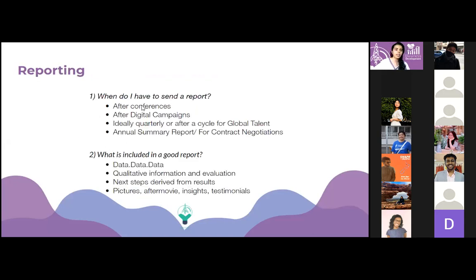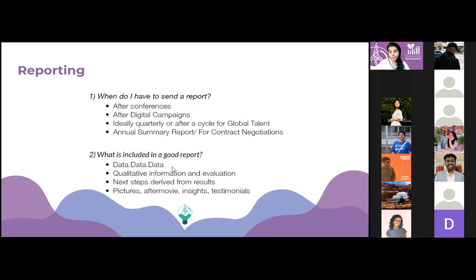And when it comes to reporting, the final part of the cycle that you saw, when do I have to send a report as an account manager? After conferences, after digital campaigns, and ideally quarterly or after a cycle of global talent, if it's a GT partner, and also an annual summary of the report for contract negotiations, which is going to be super valuable for you. And not just for a contract negotiation or renewal, the annual summary report is also something you can show to future partners, that these are the things you've done in the past with a partner.